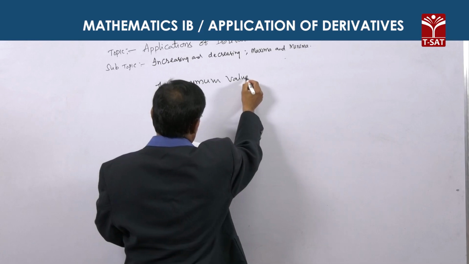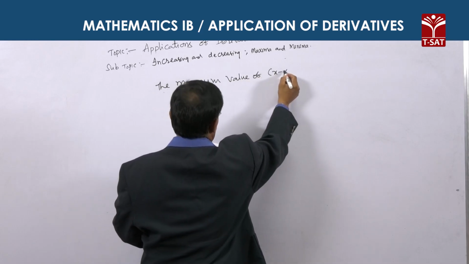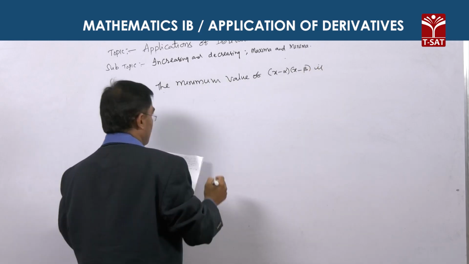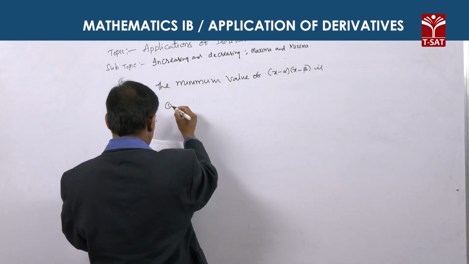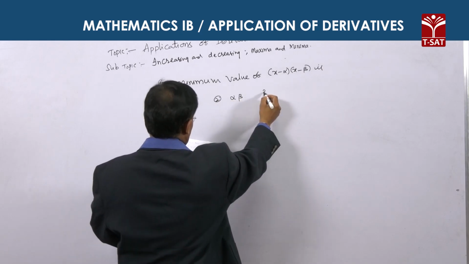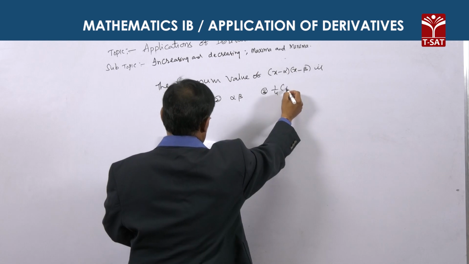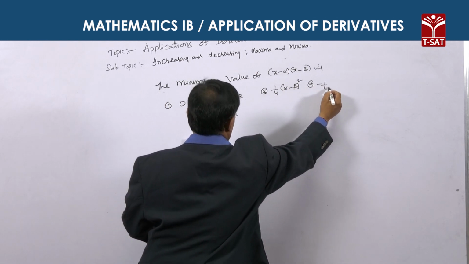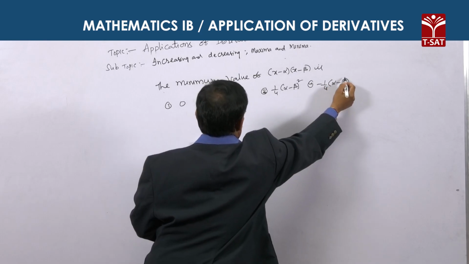The minimum value of (x minus alpha) into (x minus beta) is dash. The first option, minimum value, is 0. The second answer is alpha beta. The third answer is 1 minus 4 into (alpha minus beta) whole square. The fourth response is minus 1 by 4 into (alpha minus beta) whole square.